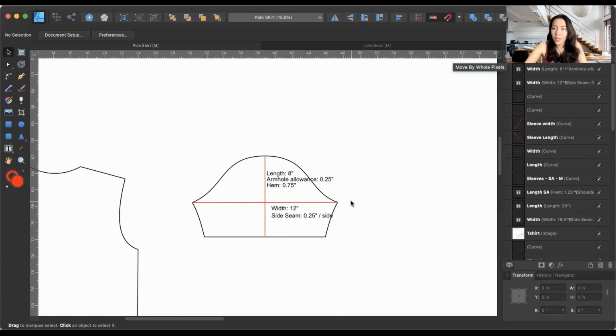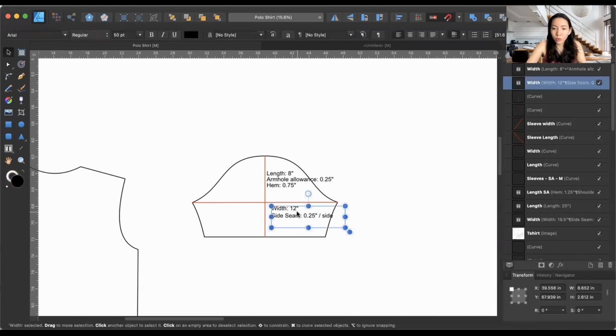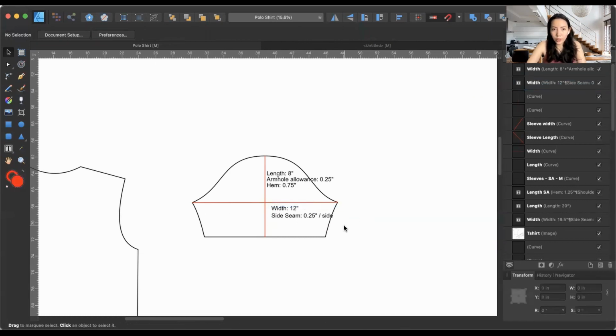And the width is, let's say, 6 inches for the folded. So that's going to be 12 inches total. And you're going to need to add a sewing allowance here. This is where the sleeves will be attached. So that's 0.25, and that's going to be a total of 12.5 inches width. So you're going to need to see if that will still fit in the yard that you have.